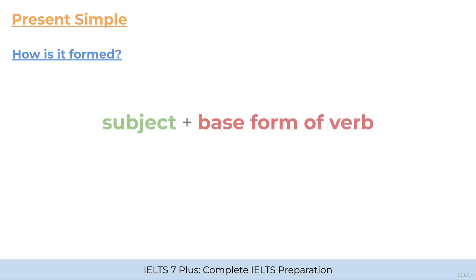Okay, so we're going to look at a formula now, almost like a maths equation. How is the present simple formed? Well, we want our subject, so either I, you, it, he, she, they, we, any subject, and then the base form of the verb. So this is the verb before it's been changed, if you like. So the infinitive, say to write, that's the infinitive form. Write would be the base form of the verb. So we use I write, for example. We'll have a look at this in detail.